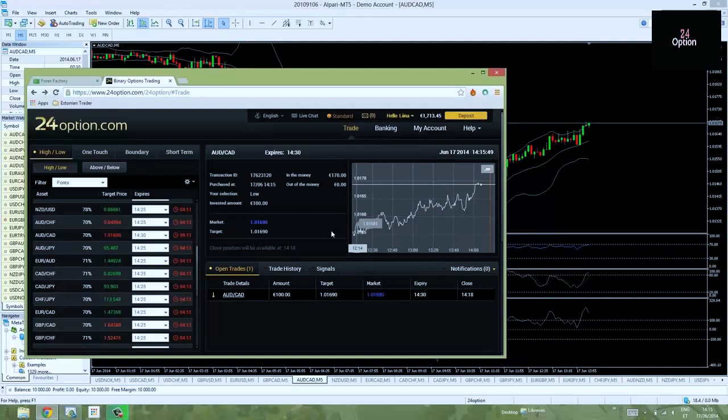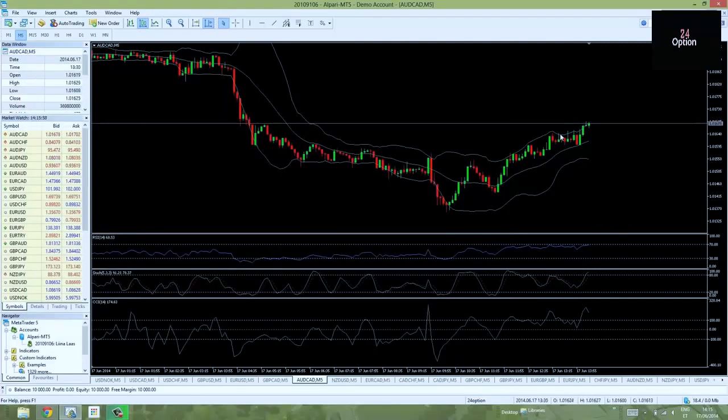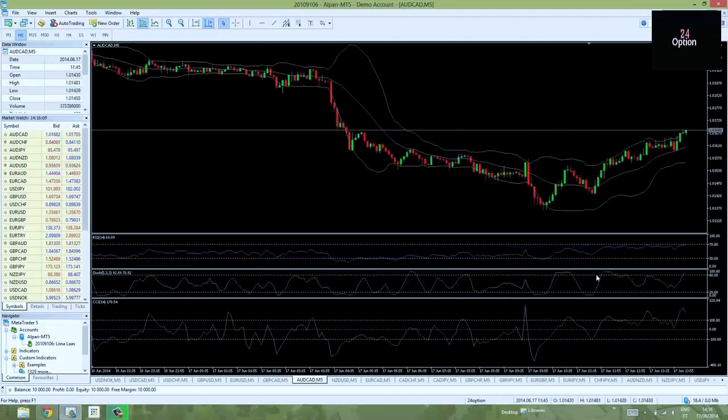Okay, so I have entered this trade as well for 15 minutes. So let's have a quick look here. So the previous candlestick crossed the Bollinger Band. This one is also crossing it. The RSI is very close, so 69. And also the CCI was at 234.